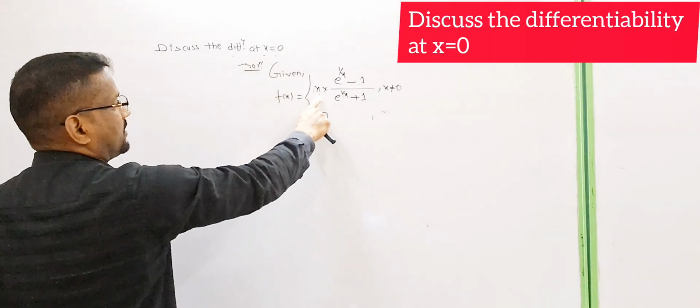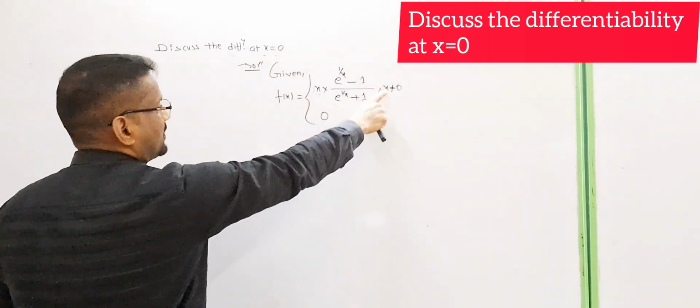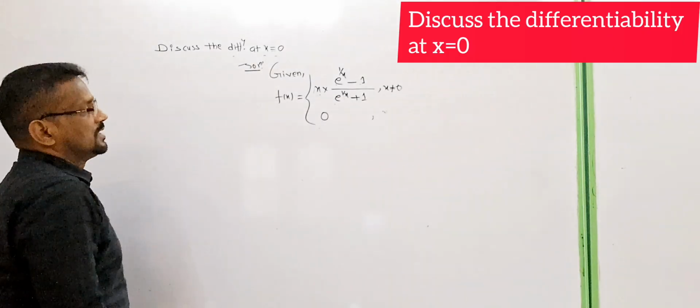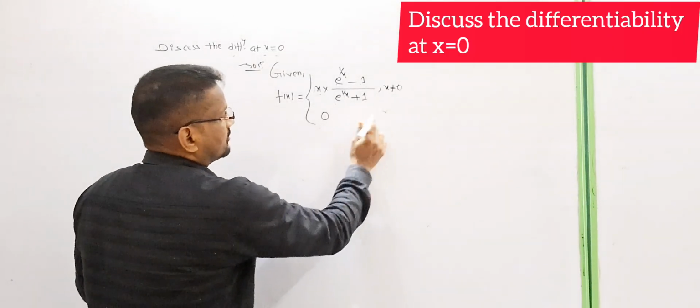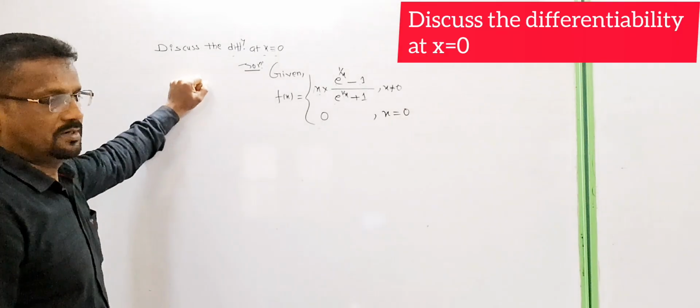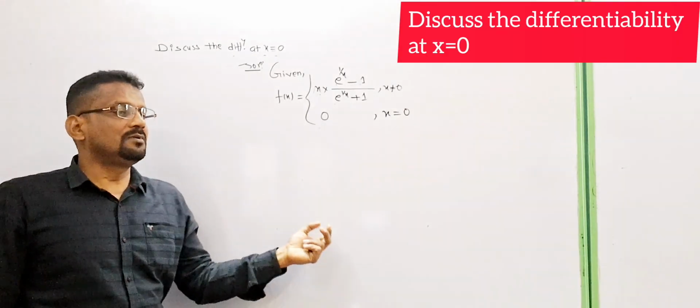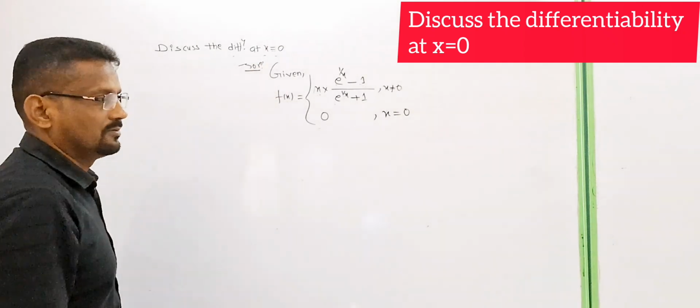f(x) is given as x e to the power 1 by x minus 1 by e to the power 1 by x plus 1, when x not equal to 0. And f(x) takes the value 0 when x equals 0. So you have to check the differentiability at x equals 0, whether f is differentiable or not at the point x equals 0.